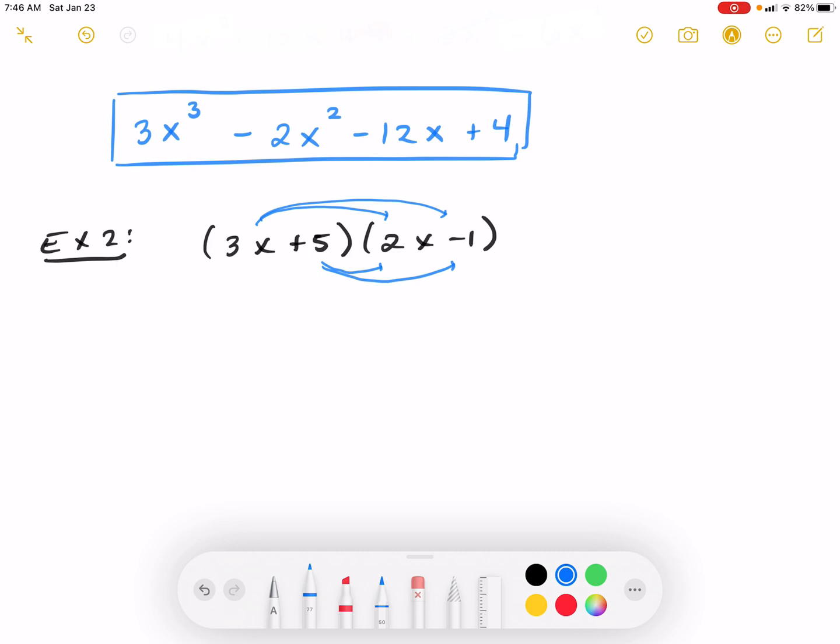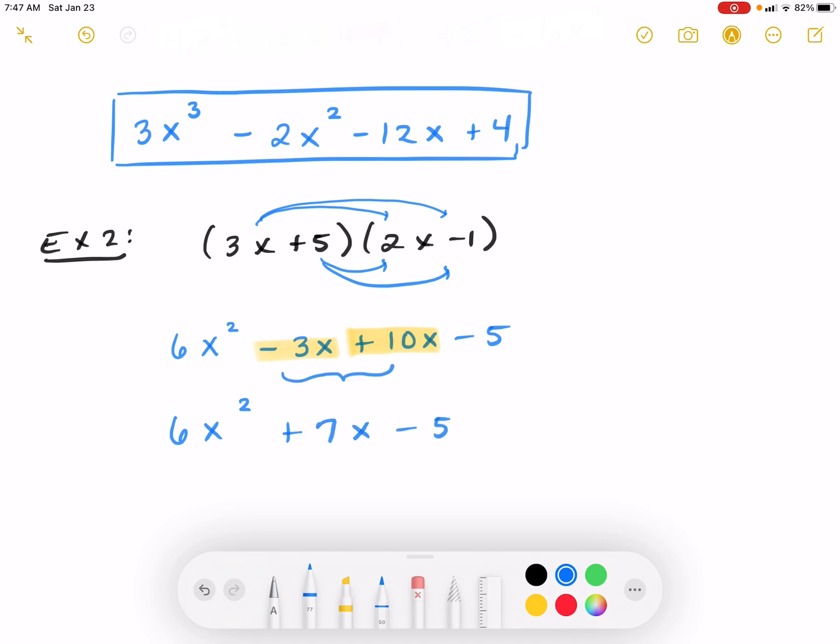Well, 3x times 2x is 6x squared. When I take 3x times -1, it's -3x. Okay? Well, now let's go ahead and distribute the 5. And so this is going to be 5 times 2x, which is 10x, and 5 times -1, which is -5. And so what you're going to often see with these is that the two terms in the middle are going to be like terms, and we can combine a -3x and a positive 10x to make 7x, okay?